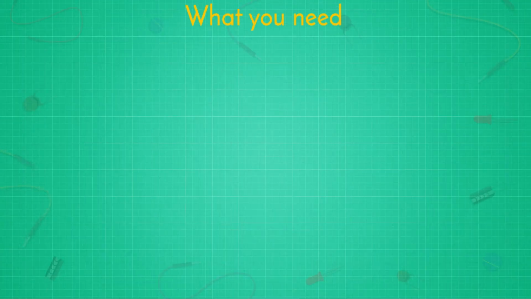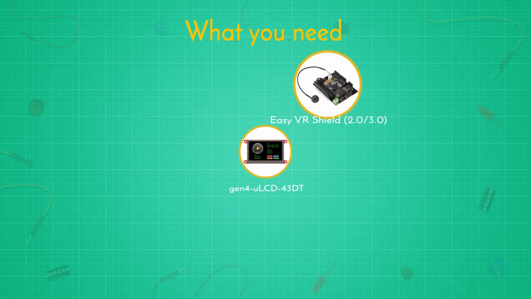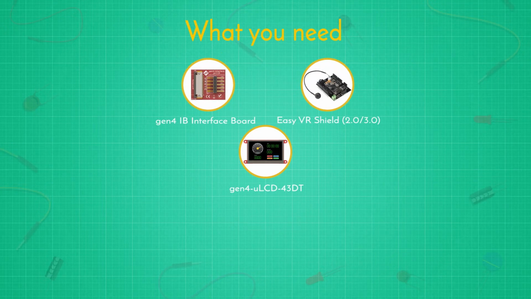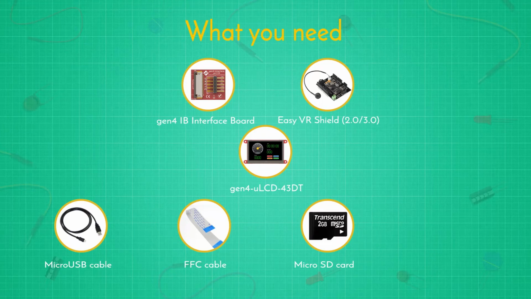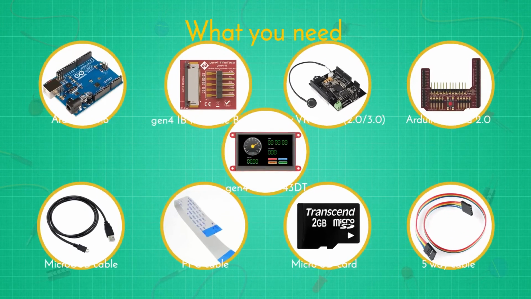For this project, we will need the following: a gen4-uLCD-43DT, an ECVR shield 2.0 or 3.0, a gen4-IB, an FFC cable, a micro SD card, a micro USB cable, a 5-way cable, a 4D Systems Arduino Adapter Shield 2.0, and an Arduino Uno.